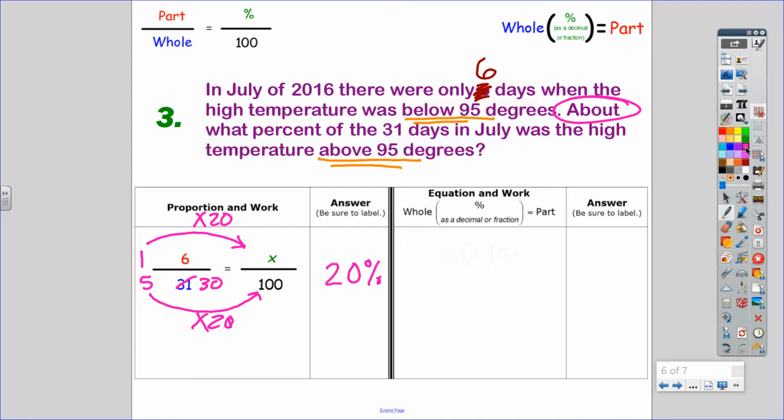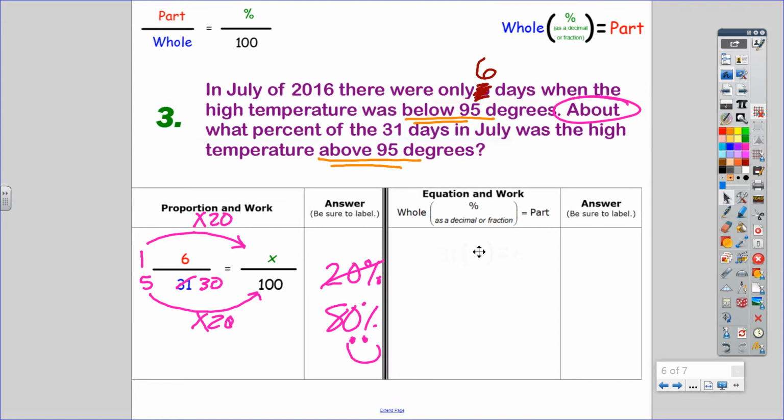Oh wait, but they wanted the amount that was above 95 degrees. So if 20% was below, that means 80% was above. I read it, you didn't trick me. All right, now the equation part looks like this.